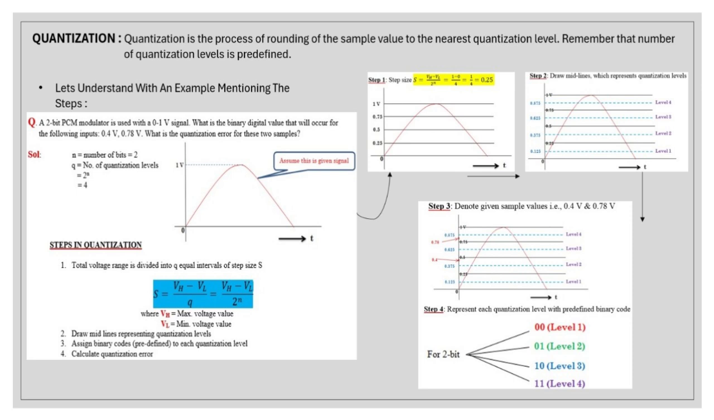In step 2, we draw the midlines representing quantization levels. We can see that here step 2 is done. At step 3, we assign binary codes, which are predefined, to each quantization level. We can see that here the sample values are 0.4 and 0.784.